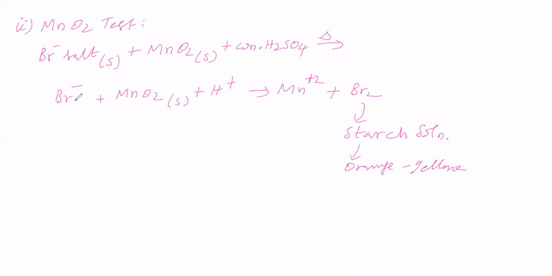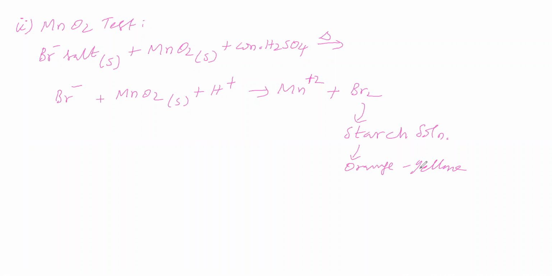Okay, so here bromide Br minus, MnO2 solid, acid H plus, manganese plus 4 is undergoing reduction and becomes Mn plus 2, Br minus undergoing oxidation and becomes Br2. Br2 is having reddish brown color and it has a pungent smell. This bromine is passed into starch solution. The colorless solution becomes orange yellow.